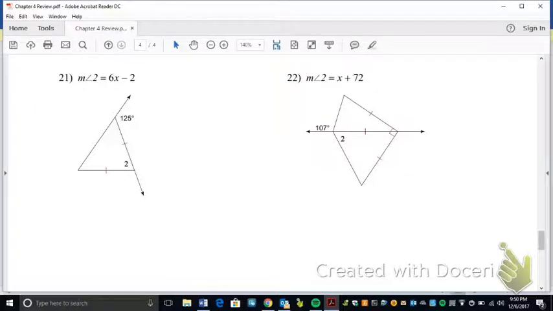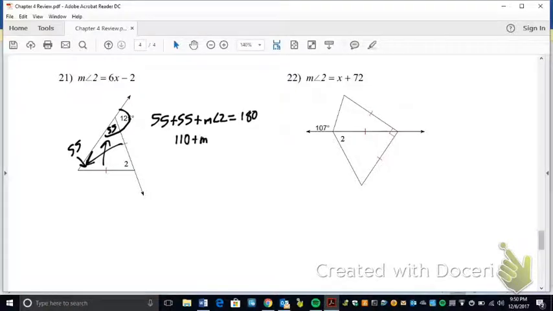On to 21. So here, we know that that base angle is going to be 55, which means the other one is also 55. We need to figure out that vertex angle, so we know that the vertex angle plus 2 times the base angle equals 180. So we get 110 plus the measure of angle 2 equals 180. Subtract 110 from both sides and we get the measure of angle 2 equals 70.